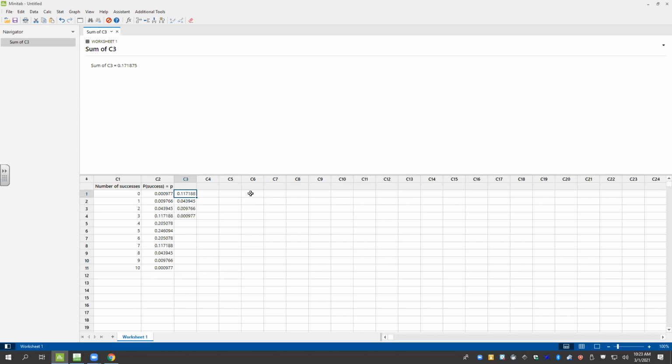And I get 0.171875. Okay. Still going to be 0.172. Guys, to me, that's a whole lot easier if you have access where you can copy and paste and let Minitab do the work. That way you don't have to worry about mistyping a number.